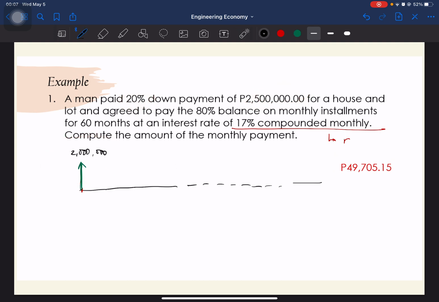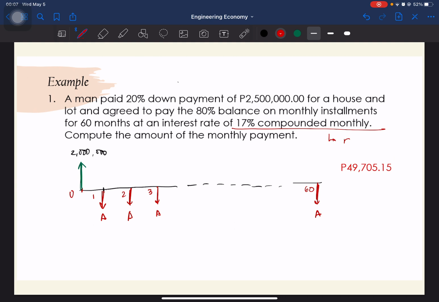Okay? And this is ordinary annuity kasi wala namang binanggit na in advance or at the beginning of every month. So, default is ordinary. So, ibig sabihin, at the end of the first month, magbabayad ka na. Okay? Take note that the payments are of the same interval and of course of the same amount. Okay? 0, 1, 2, 3, hanggang the 60th month. Okay?